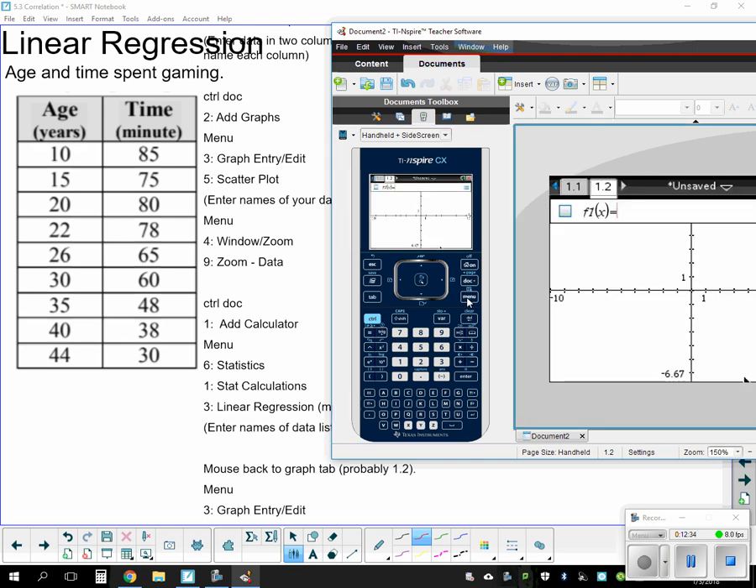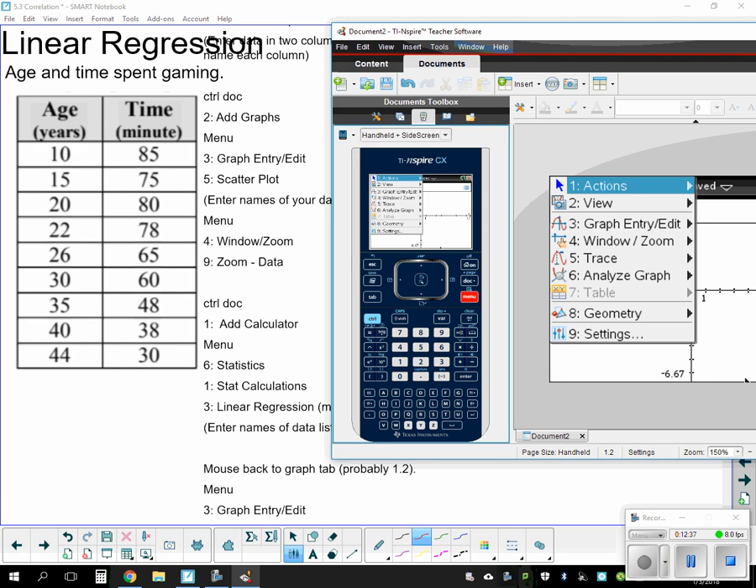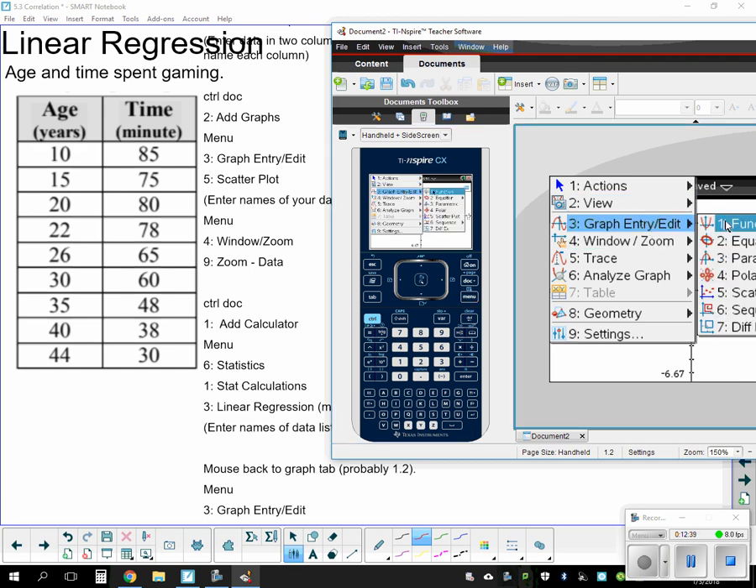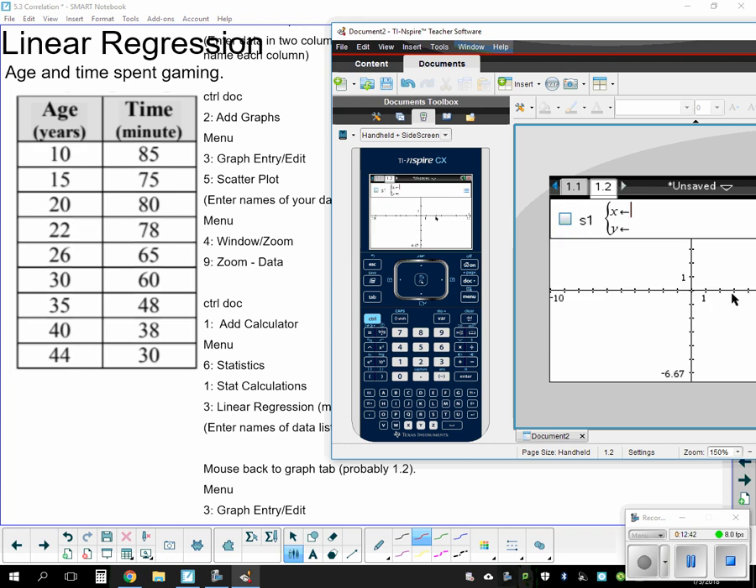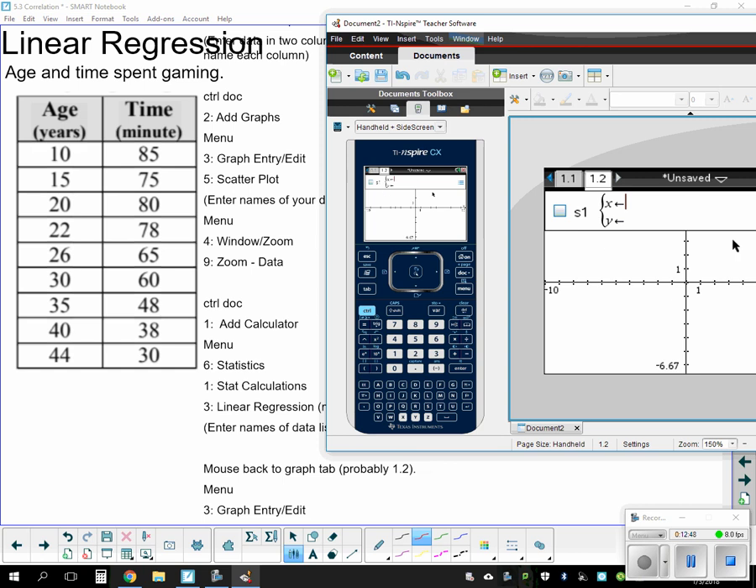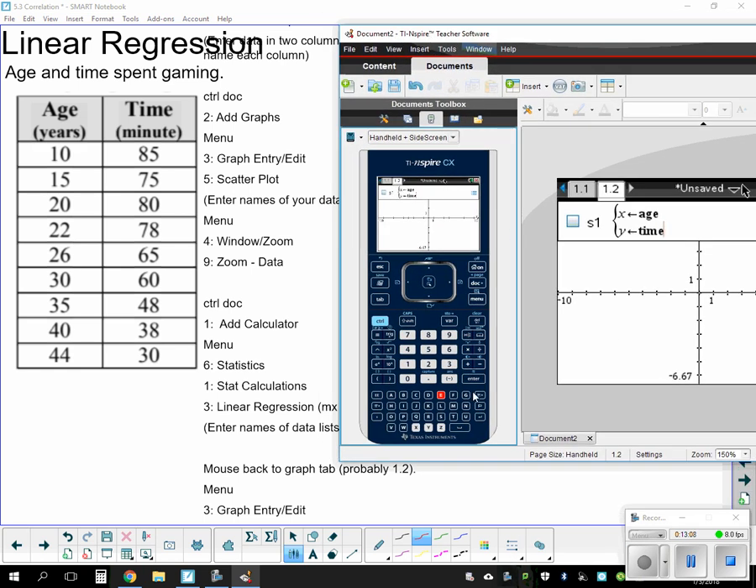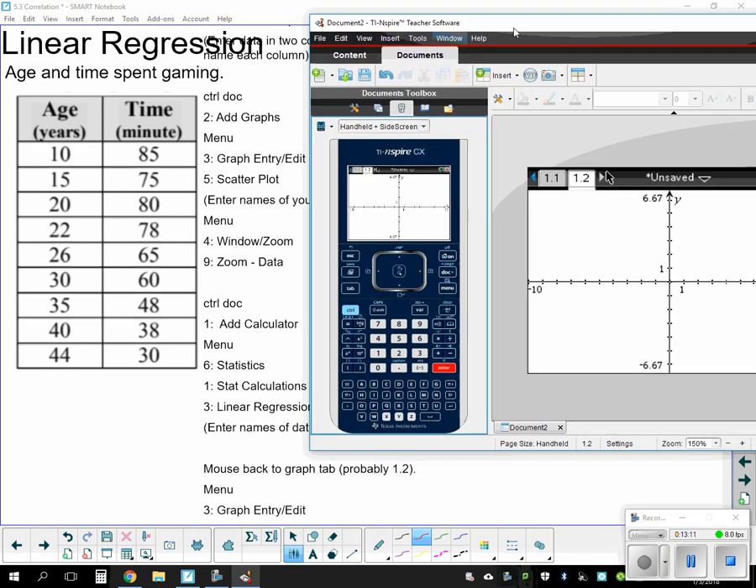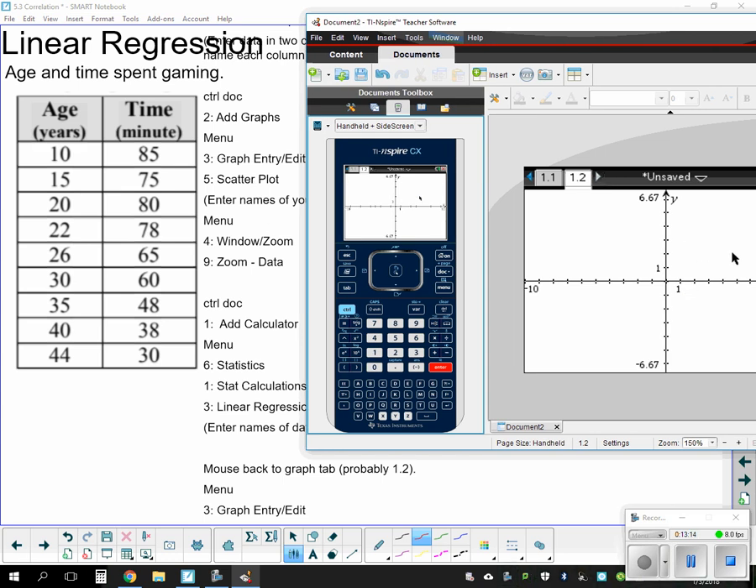And then we're going to click menu, graph entry edit. And we want to make sure it knows we want to do a scatter plot, so option 5. Then you're going to enter the names of your data and press enter. So I named them age and time, so AGE for my X value, and then my Y value, I want that to be time. Okay, and then press enter.